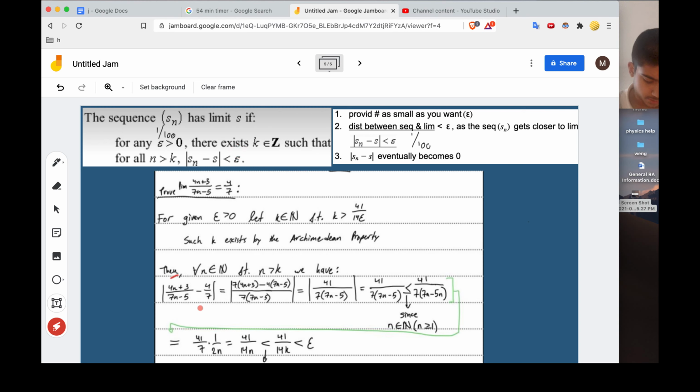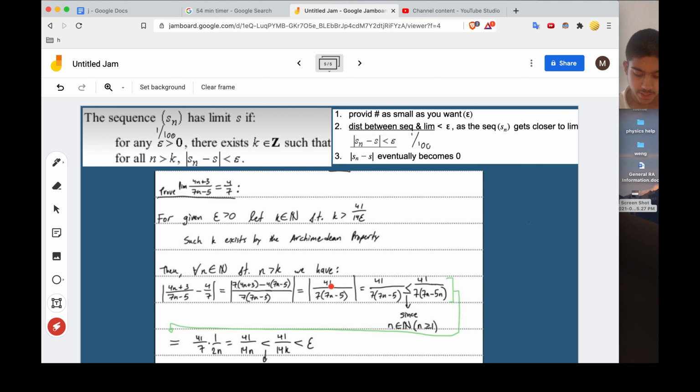Okay, so we have it right here. First we're just going to give a common denominator. We're going to multiply both of these by 7n minus 5, and we combine the fractions with like denominator. We get this thing right here. We simplify the top, and we don't simplify the bottom. We're going to leave the bottom alone, but we simplify the top, and we get 41.